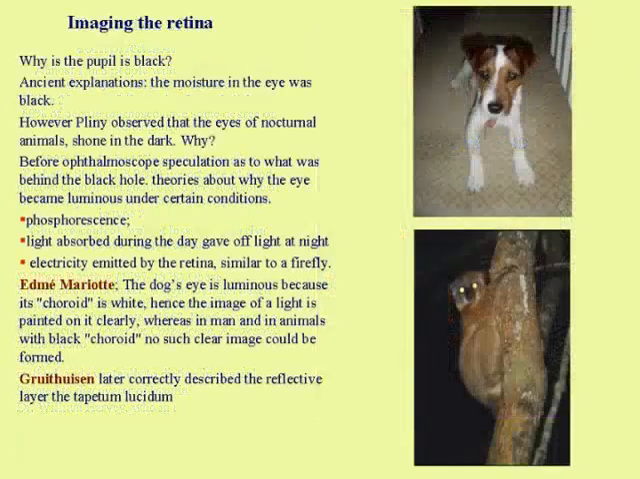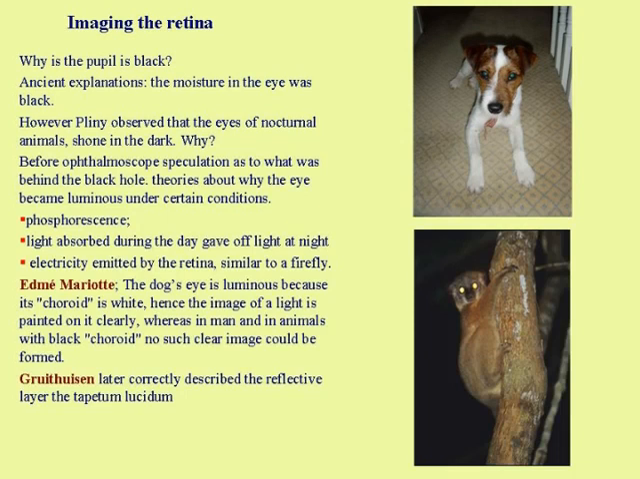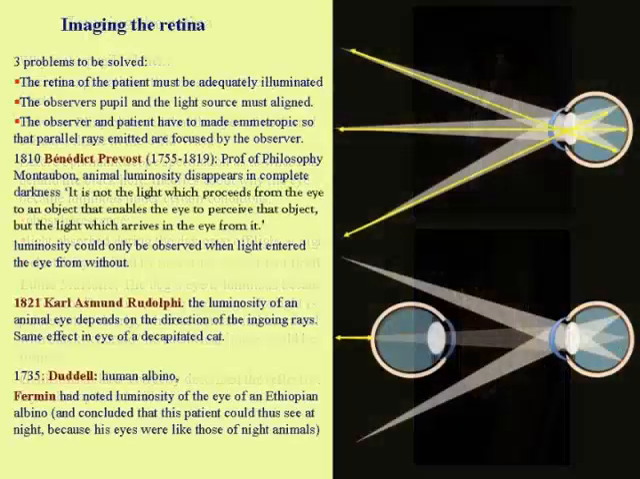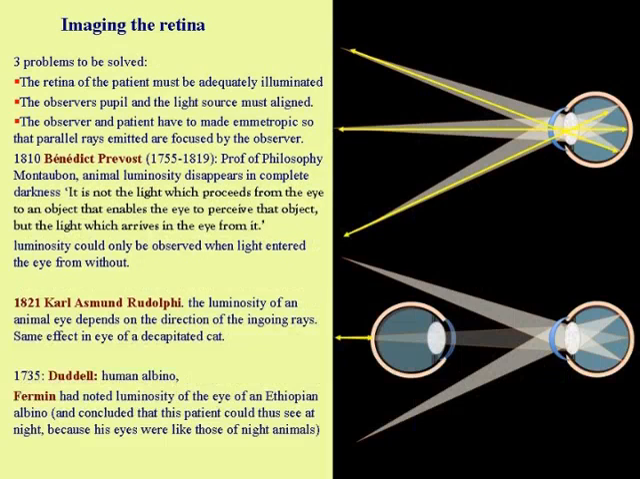Now, we've mentioned the eye before, and we're going to come and talk of it. One of the interesting things about human eyes is they're black, whereas if you look at animal eyes, often they are light. And nobody really knew why this was. They thought it was because the human eye contained a humour that was black.